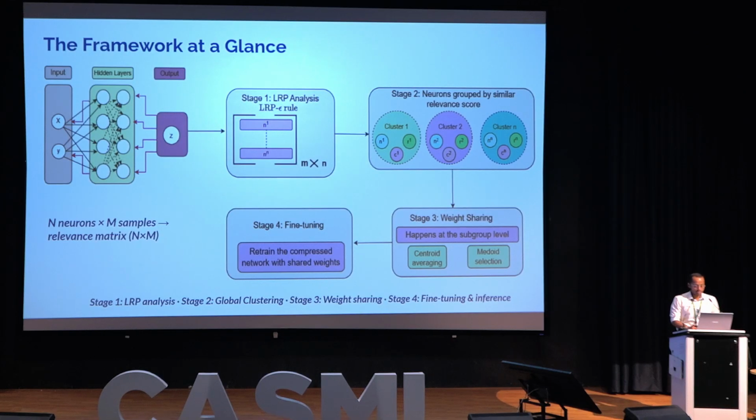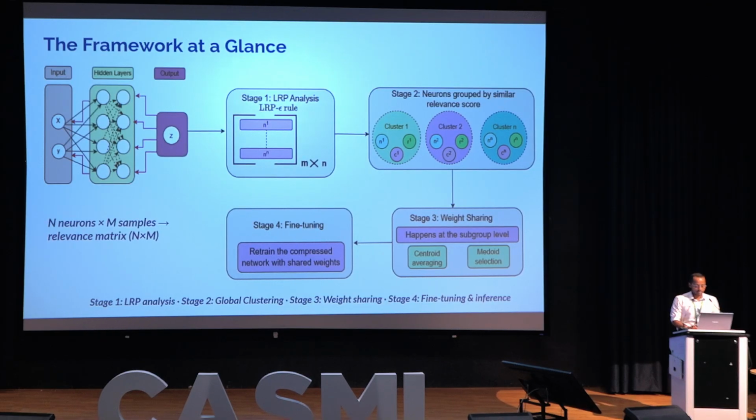If we group neurons that behave almost identically across the inputs, we keep one representative and let the rest share its parameters. So we remove redundancy without breaking the structure. And the 4th stage is basically fine-tuning and inference. Finally, at inference, the model runs just like the original one, but with far fewer distinct parameters to store. I will discuss this stage 4 in detail later.